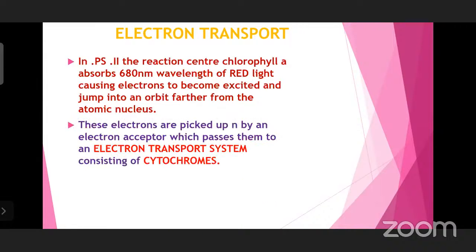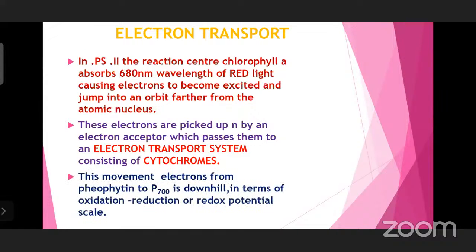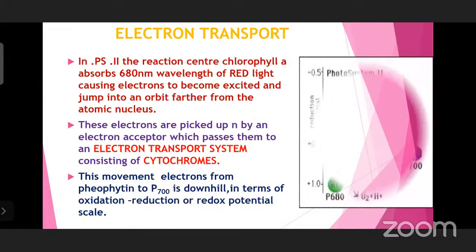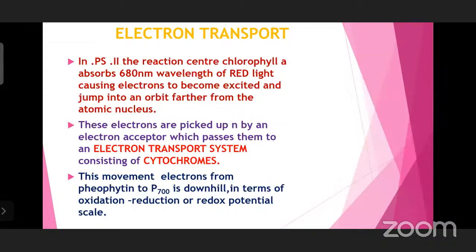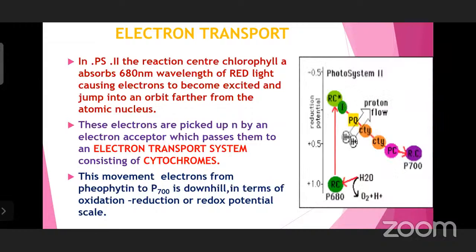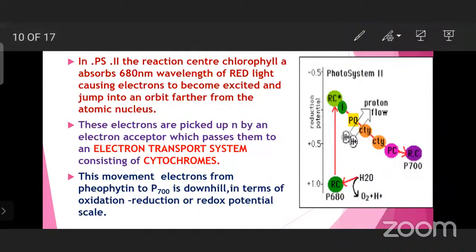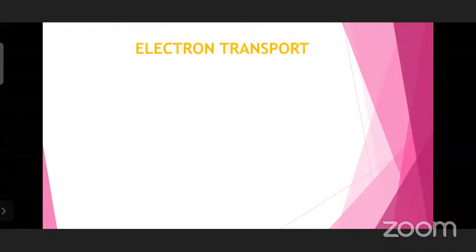And these electrons are picked up by an electron acceptor, which passes them to an electron transport system consisting of the cytochromes. And this movement of electrons from pheophytin to P700 is downhill in terms of oxidation reduction or redox potential. So this is what is happening. This is PS2, and from PS2 you can see the electron jumping, and through this electron transport you can see the electron transport is taking place.